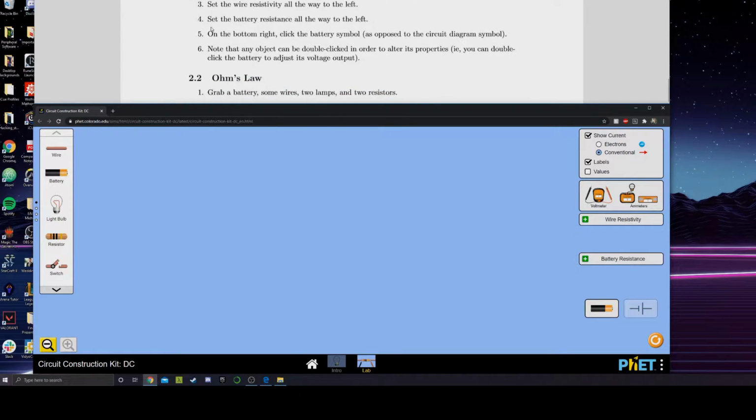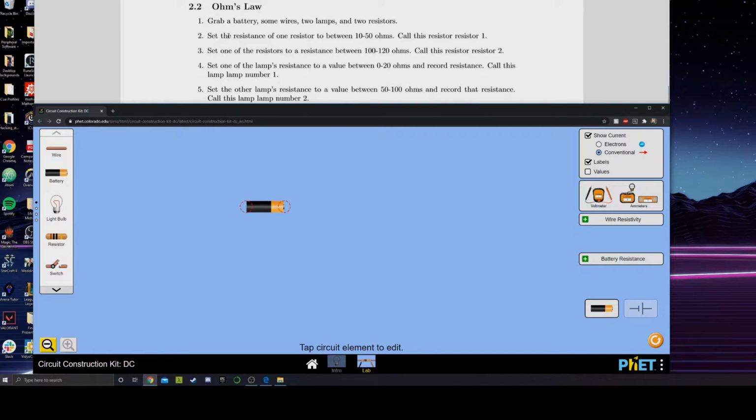All right, and we are told to set the wire resistivity to tiny and the battery resistance to 0, which I believe is the default, but I wanted to make sure that we got that in there. And on the bottom right, make sure that we have the battery symbol clicked and not the circuit diagram symbol. It just makes the circuits look a little bit closer to what they would look like in real life. And note that anything that we'll be using can be edited by double clicking it, or occasionally single clicking it. It's a little finicky, but in any case.